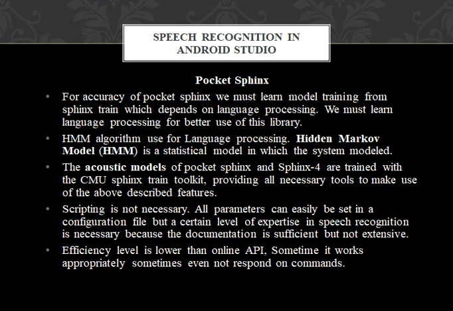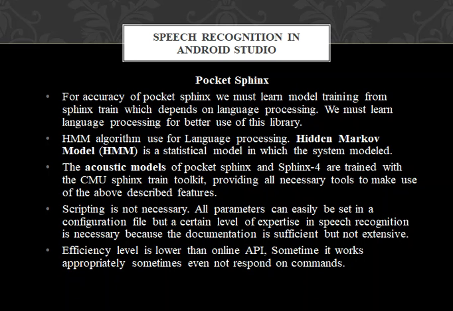After researching Pocket Sphinx, we found that for accuracy of Pocket Sphinx, we must learn model training from Sphinx Train, which depends on language processing. We must learn language processing for better use of this library. The HMM algorithm, the hidden Markov model, is used for language processing; it is a statistical model in which the system is modeled.